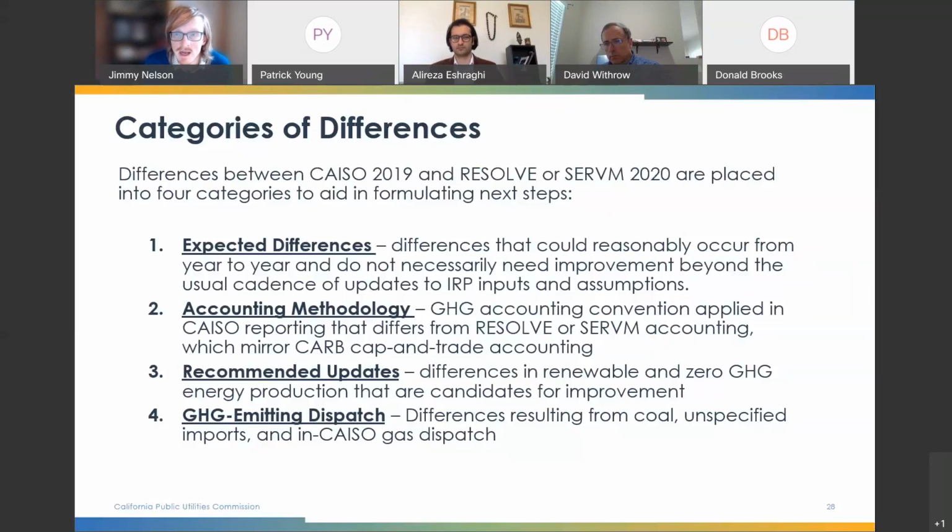Unspecified imports have a slightly higher emission rate than combined cycles, but we've seen the balance between unspecified imports and in-CAISO generation be pretty sensitive to modeling assumptions. But because the emission rate is only slightly higher for unspecified imports, even big differences in megawatt hours of unspecified imports tend to make relatively small differences in greenhouse gas emissions and, I think, production costs in general. So I'll leave it there.